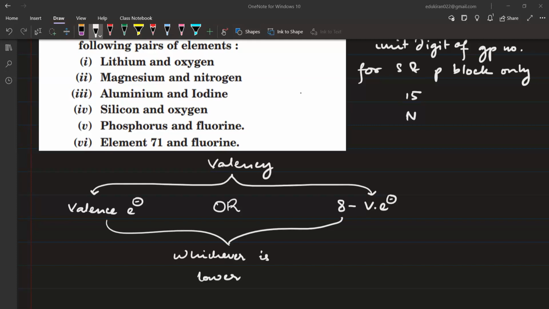Okay, so tell me about nitrogen. Nitrogen's valence electron is 5 and 8 minus 5 will be equal to 3. So what is the valency? 5 or 3? Shaista, tell me. 3, very good. Valency would be 3.